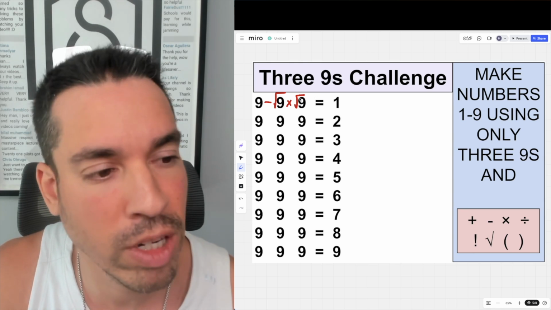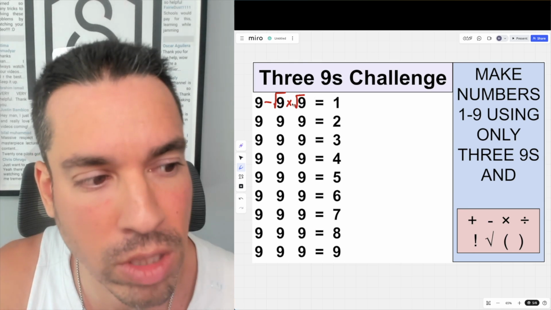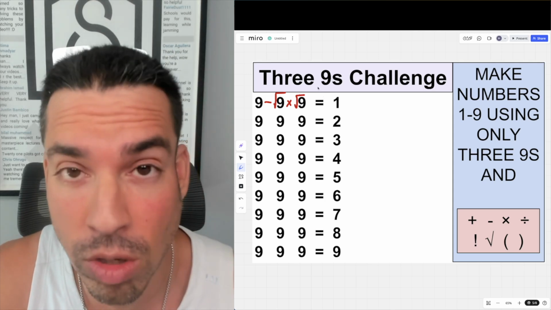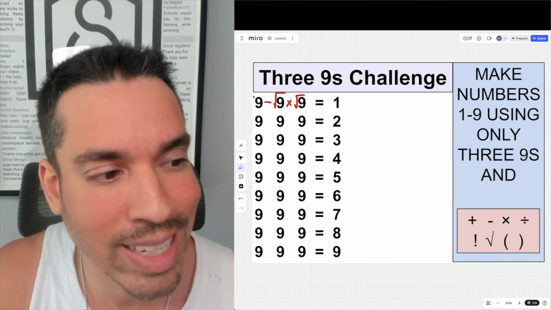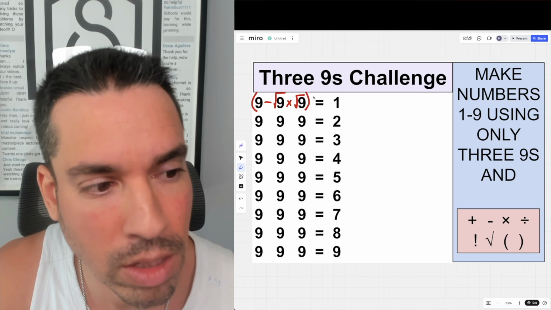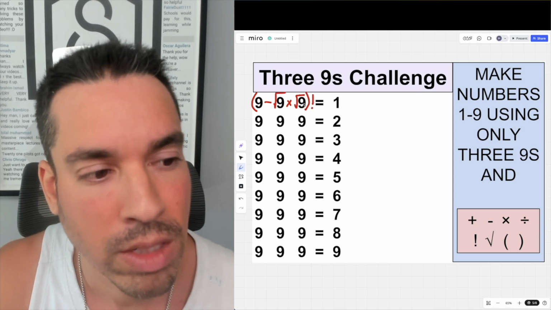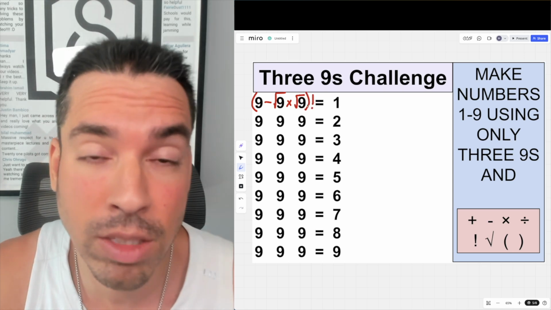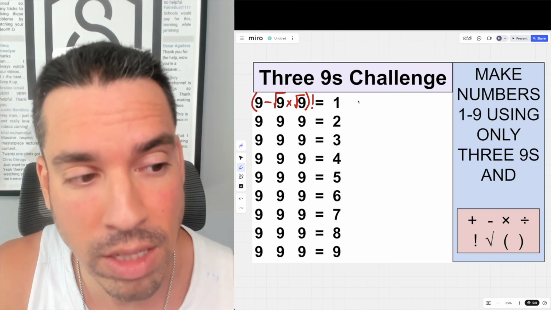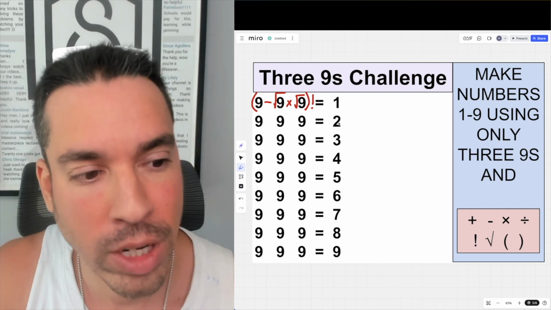And again, order of operations dictates that we're going to do the square roots first, then the multiplication next. So this is 9 minus 3 times 3, which is also 9. 9 minus 9 is 0. Why am I getting 0? Because I'm then going to apply a factorial to that 0. And the funny thing is, you might think 0 factorial is 0, but in fact, 0 factorial is 1. So that's how you do that one. Boom, done. Next, we're trying to get to 2.